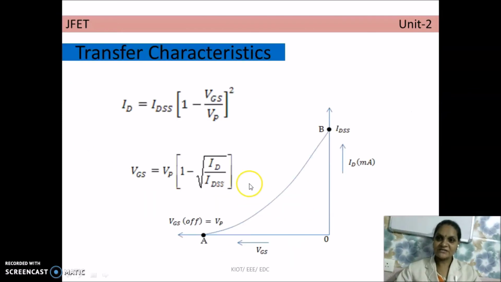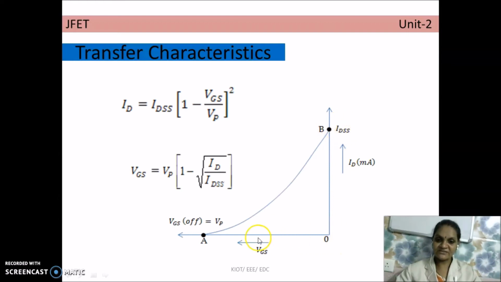Right, so the next one is the transfer characteristics. For transfer characteristics, we have to take voltage on the x-axis, that is the input side voltage, and the output side current on the y-axis. So this is VGS and this is ID. If VGS is equal to 0, what is the current? If VGS equal to 0, the gate source is shorted, and the current flowing through the JFET, the drain current, is the maximum drain current. So that current is called the drain source saturation current. So that is the maximum here, drain source saturation current.